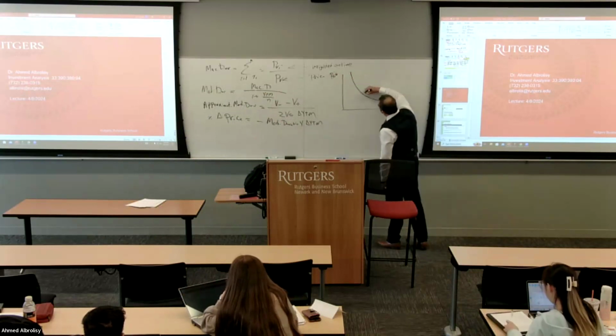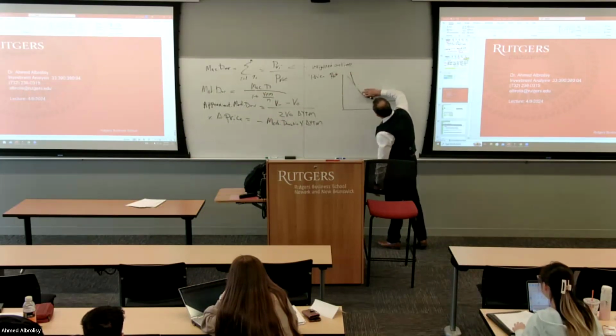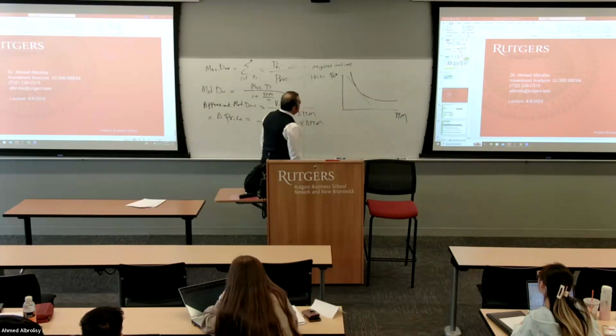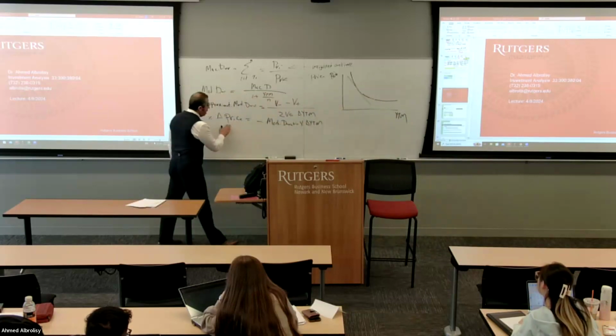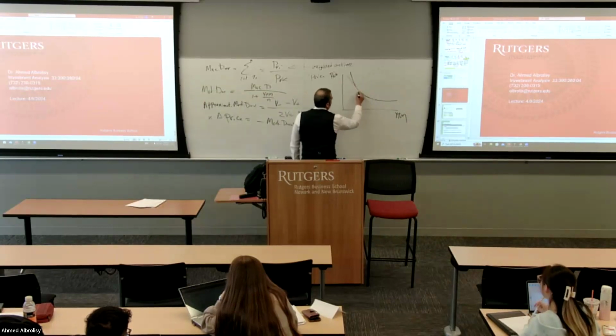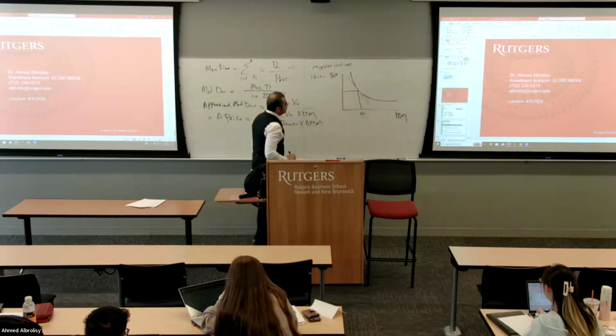So the relationship is sort of, my writing, my drawing, terrible, but let's say I'm going to deal with it. Okay, so the relationship here assumes a linear relationship. So this is the yield to maturity, assume it's 6%, and this is the price of the bond.